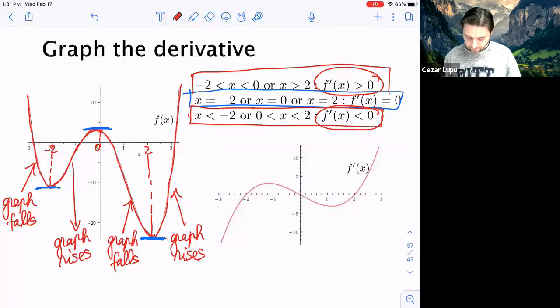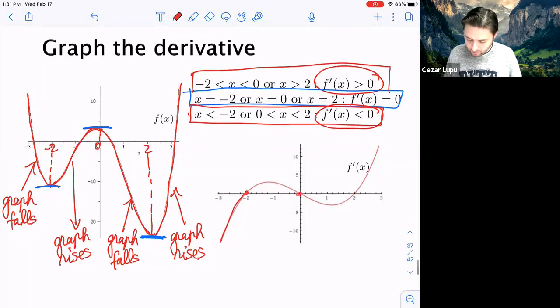All right, now how do we draw the graph of the derivative? Well, as you can see, it's going to go through these points: -2, then it will go through 0, and then it will go through 2. So -2, 0, and 2.